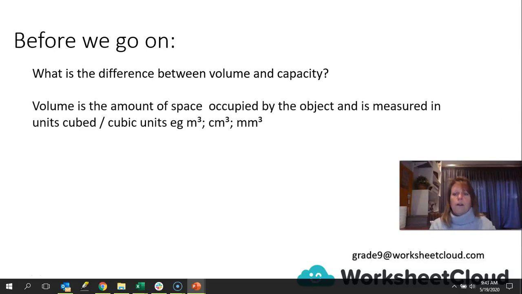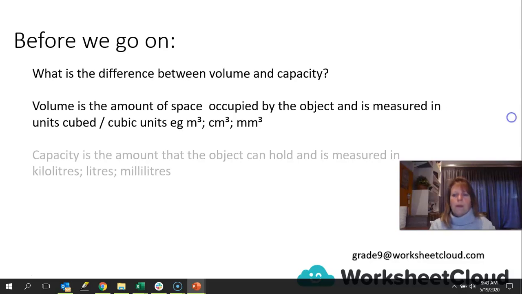So let's see. Volume is the amount of space occupied by the object and is measured in units cubed or cubic units, whichever way around you want to pronounce it. It's fine, it's the same thing. For example, meters cubed, centimeters cubed, millimeters cubed, which is what we've been working with. Okay? But capacity is the amount that the object can hold, and it is measured in kiloliters, liters, and milliliters.